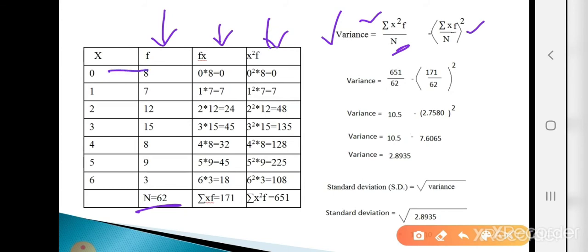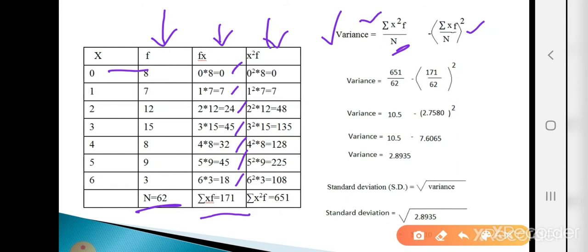So 0 into 8, that is 0. Then 1 into 7, that is 7. Then 2 into 12, that is 24. 3 into 15, that is 45. 4 into 8, that is 32. 5 into 9, that is 45. And last, 6 into 3, that is 18. Okay. So take the total of column f into x. So here we get the summation fx, or x into f. So total is 137.